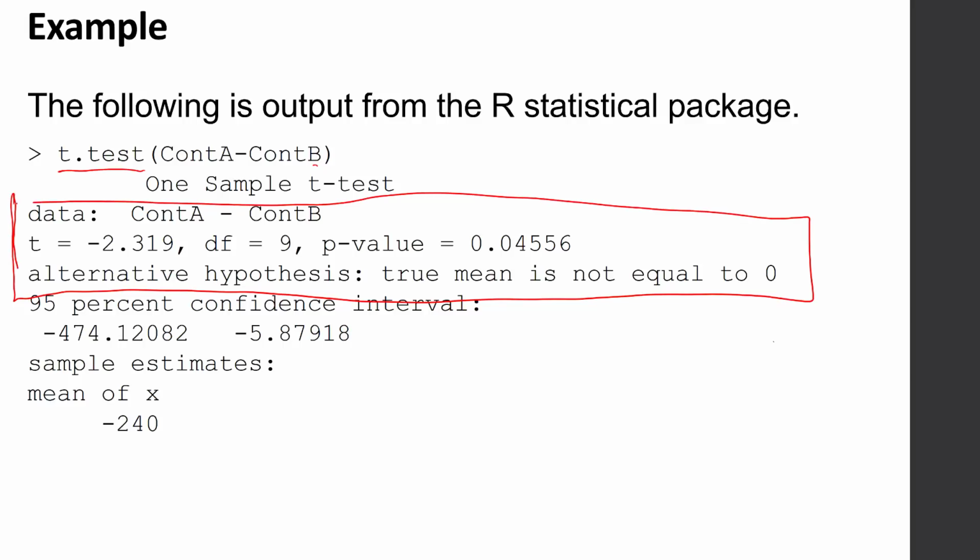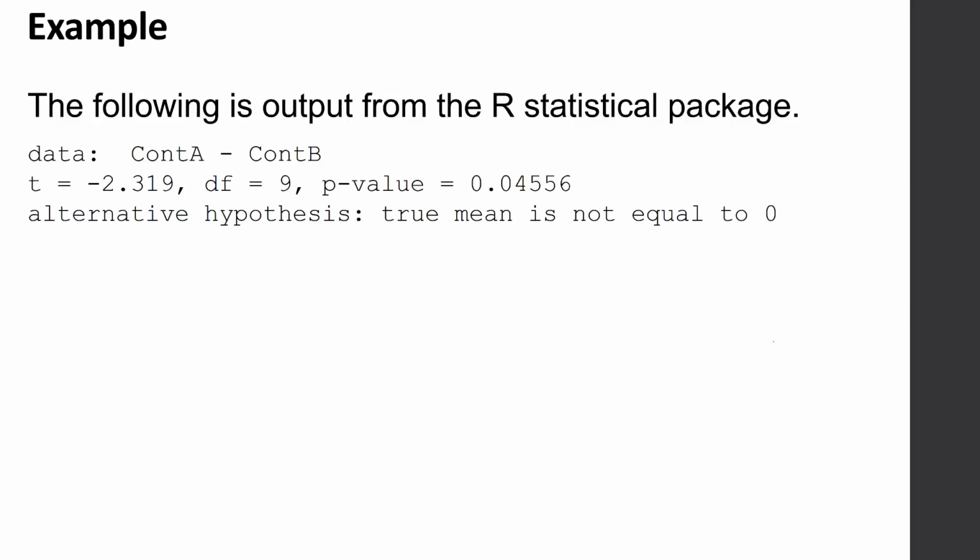Now notice this was a not equal to alternative hypothesis because we were just looking at whether there was a difference, not whether one was larger than the other. And so I didn't change the default about the alternative hypothesis. I got my test statistic, my degrees of freedom, and my p-value out right here for me. So we're going to use this to do our hypothesis test.